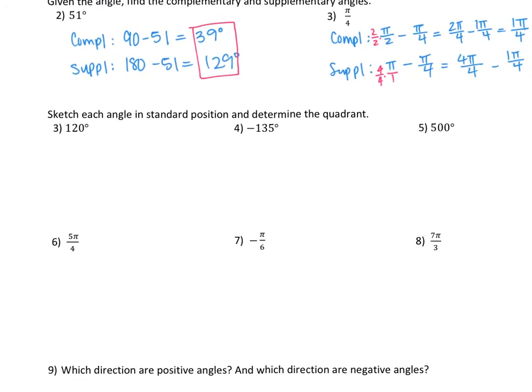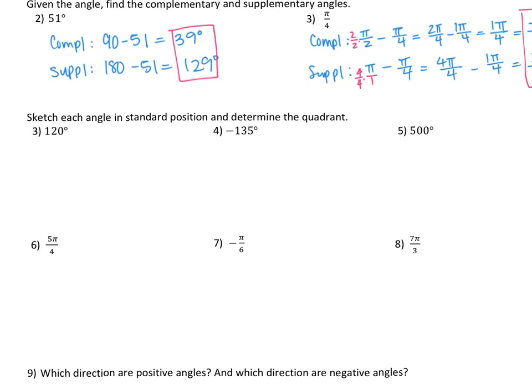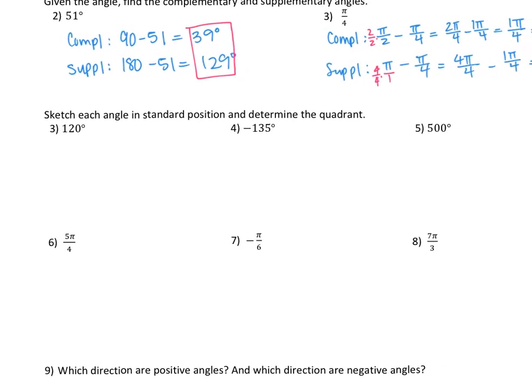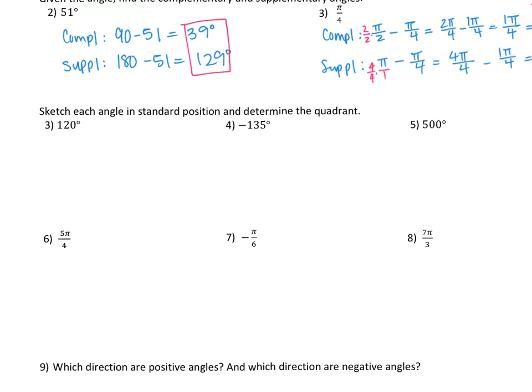All right, let's move on to the next thing, which is sketching an angle in standard position. To determine the quadrant, all you need to do is graph the angle on a coordinate system. So let's practice that. When you're drawing a coordinate system, remember you have the first quadrant, the second quadrant, the third quadrant. Basically, you're going in a counterclockwise direction to name all the quadrants. So 1, 2, 3, 4, counterclockwise.